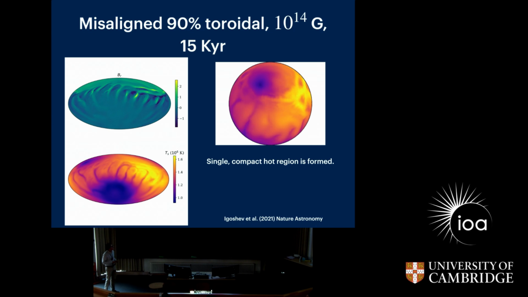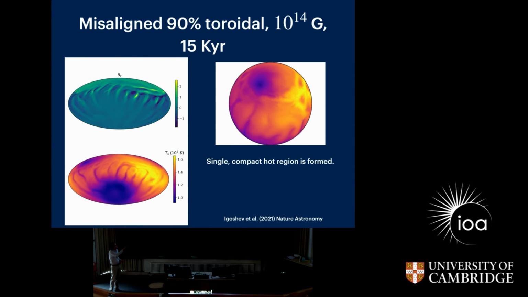So this initial condition is artificial, but quite interesting. In this case, we still have a dipolar magnetic field, but we misalign the orientation of the toroidal magnetic field in the crust by 45 degrees. And in this case, we started to see some structure. So it's a general feature.